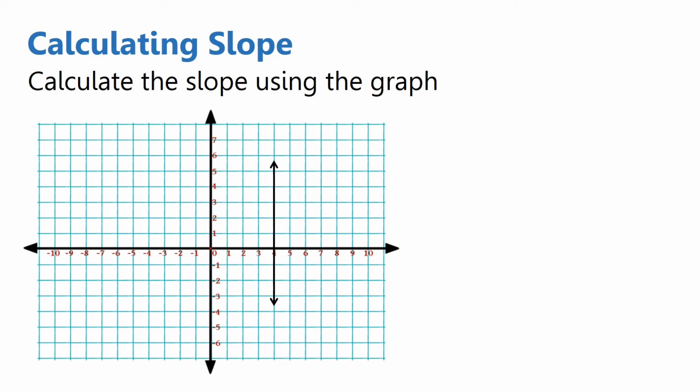Now calculate the slope of this line. Use the same process. Find your 2 points, draw your lines, calculate your rise and your run, and substitute into the formula. In this case, we can see our rise is 3 and our run is 0. If we plug that into our calculators, or if we remember, dividing any number by 0 is undefined. This line is parallel to the y-axis, and it does have an undefined slope.